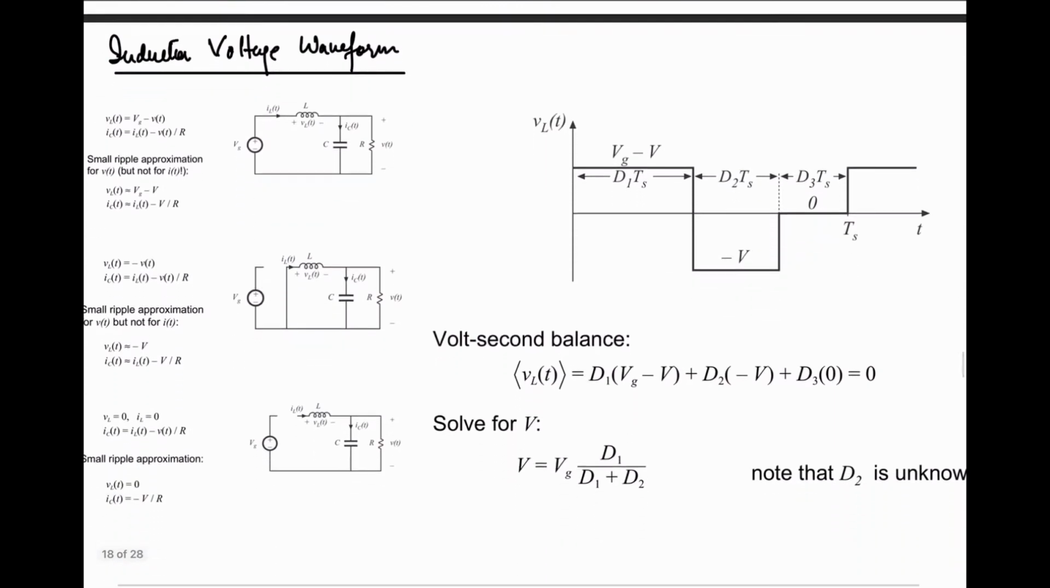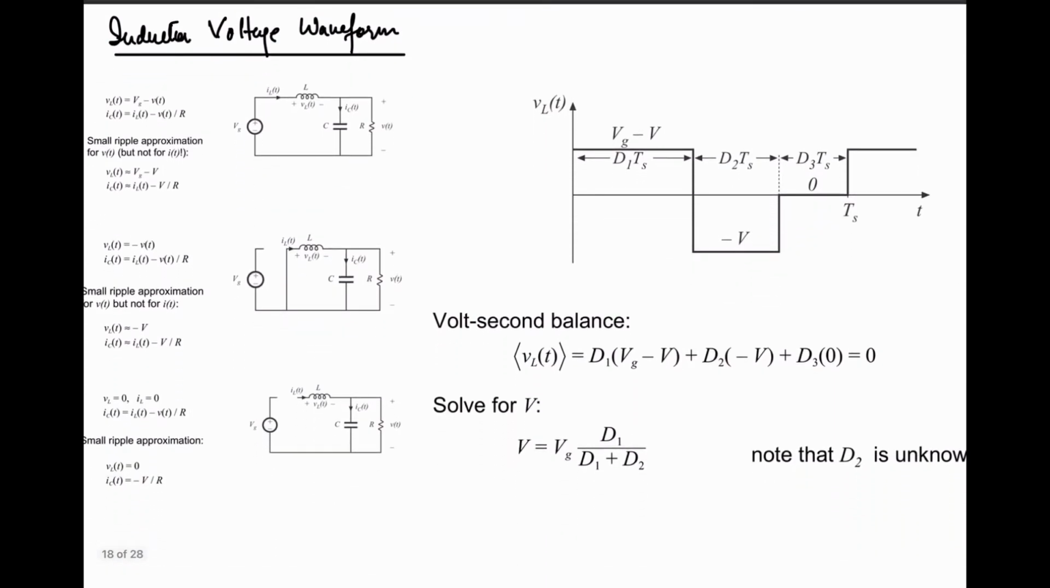Now combining all of them together, I have shown over here in this slide the first mode, the second mode, and the third mode. In the first mode, the inductor voltage is Vg minus V, for D1 into Ts. In the second mode of operation, let's suppose that is for D2 into Ts, the inductor voltage is minus V, so that is shown over here. And in the third mode of operation, inductor voltage is 0, so for interval D3 into Ts, your inductor voltage is 0, and this cycle will be repeated.